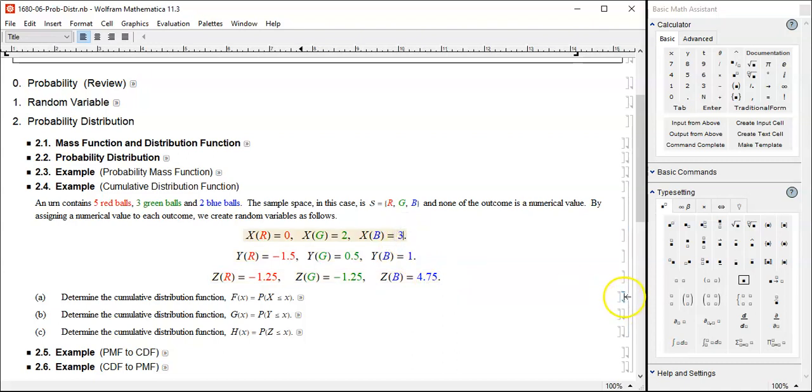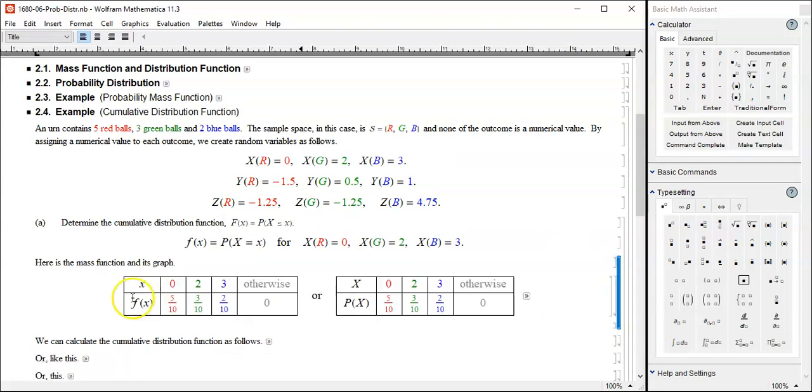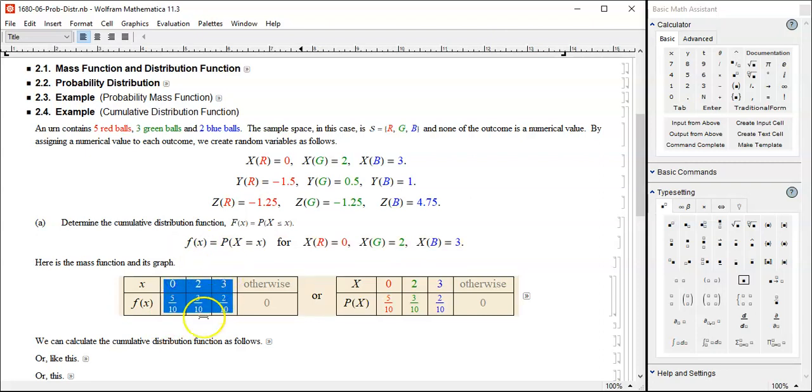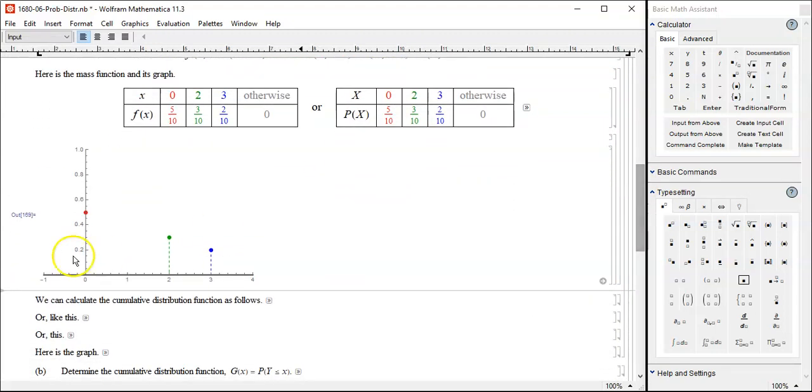Okay, what is the PMF here? The probability mass function: we have these 3 possible values, 0, 2, 3. Those are possible outcomes. And the probabilities are 5/10, 3/10, and 2/10 respectively. And that part is the core part of the mass function. And then here's a graph: 0, 2, 3, and the probabilities of 5/10, 3/10, 2/10.